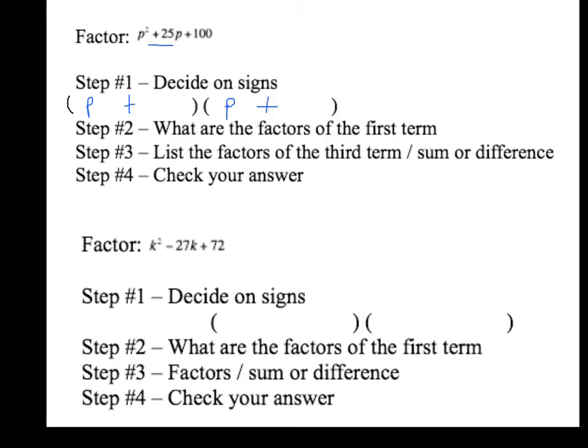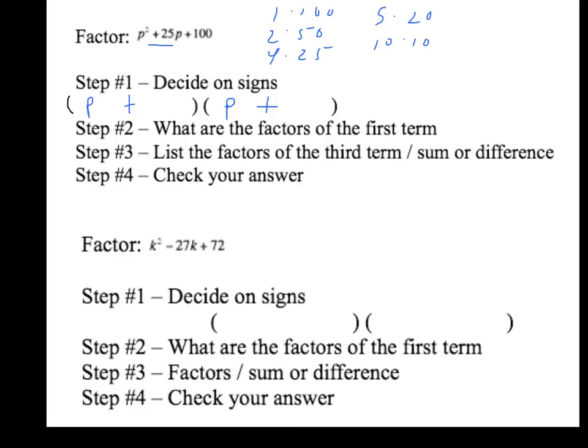Factors of 100, let's write them down. 1 and 100, 2 and 50, 3 and nothing, 4 and 25, 5 and 20, 6 and nothing, 7 and nothing, 8 and nothing, 9 and nothing, 10 times 10, and that's all of them.